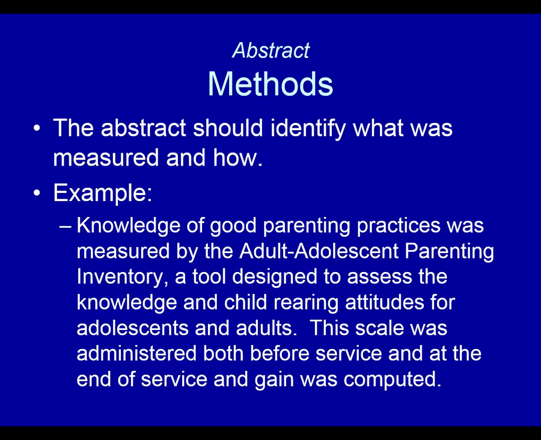This portrays what was measured and how, and it does it in a concise way. You notice there's not a lot of detail there. We didn't talk about to what extent the Adult Adolescent Parenting Inventory was supported by evidence of its reliability and validity, what its norms are, or anything of that nature. We're talking now about the abstract, so we're being concise.